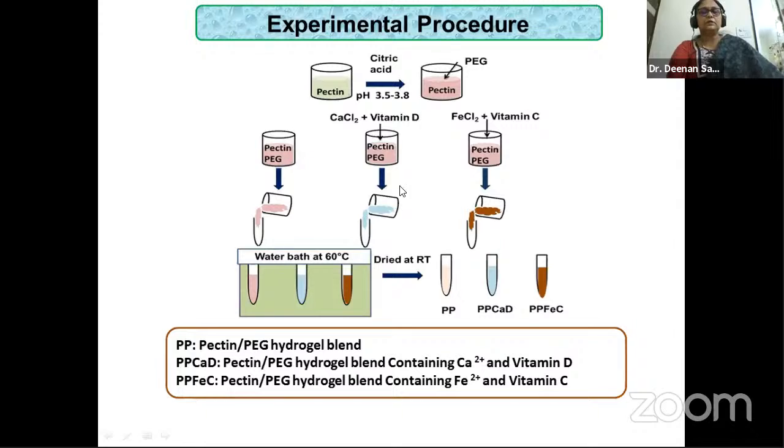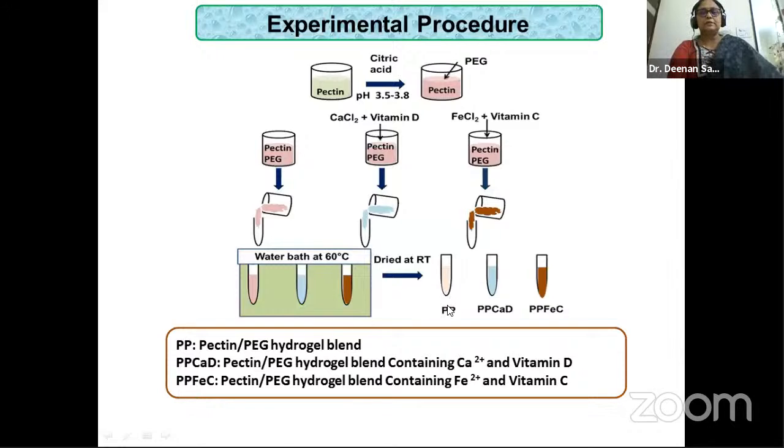For another hydrogel, we made the pectin PEG mixture and added calcium chloride salt and vitamin D. So another hydrogel is ready. The third hydrogel is with iron and vitamin C. So 3 different hydrogels are ready.